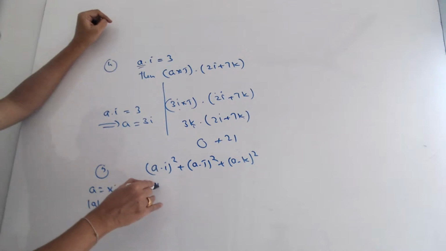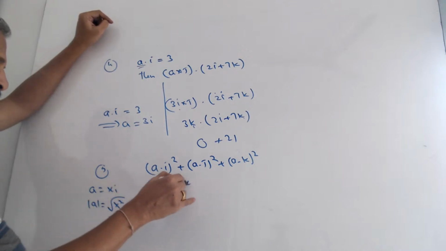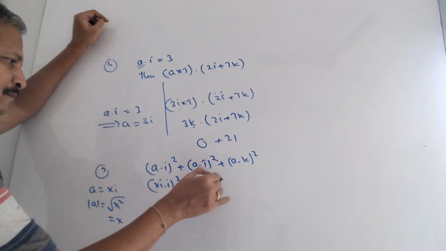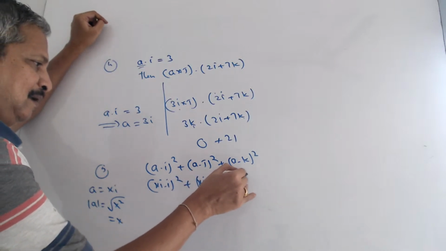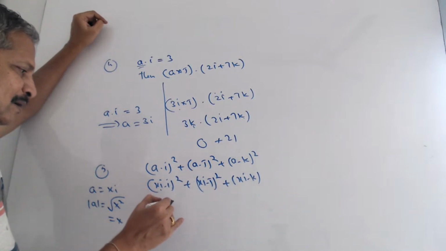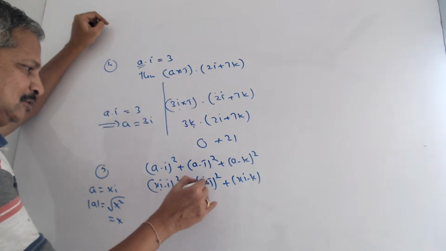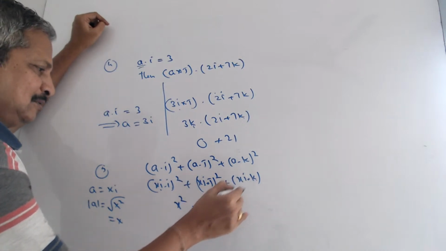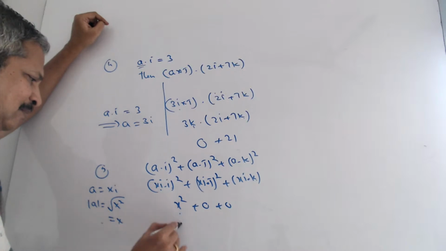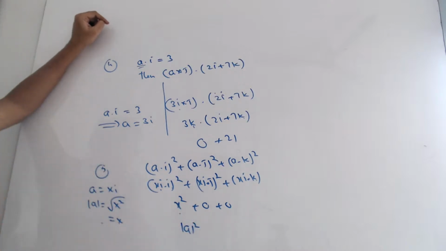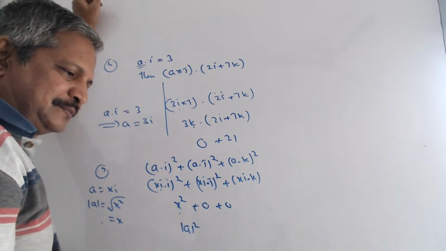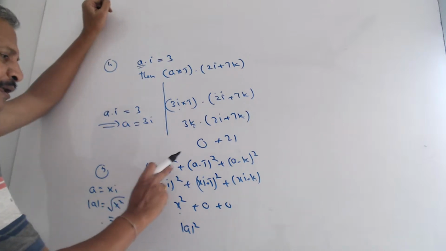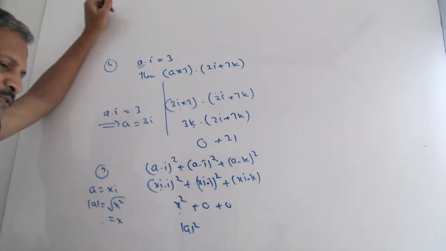Now I will write here: X I dot I, Y J dot J, Z K dot K. I dot I is 1, so X square. I dot J is 0, I dot K is 0. X square plus Y square plus Z square is nothing but mod A square. So A dot I whole square, A dot J whole square, A dot K whole square is nothing but mod A square.